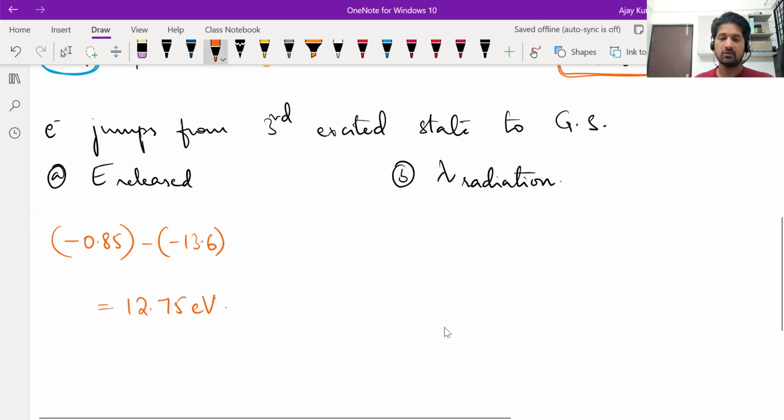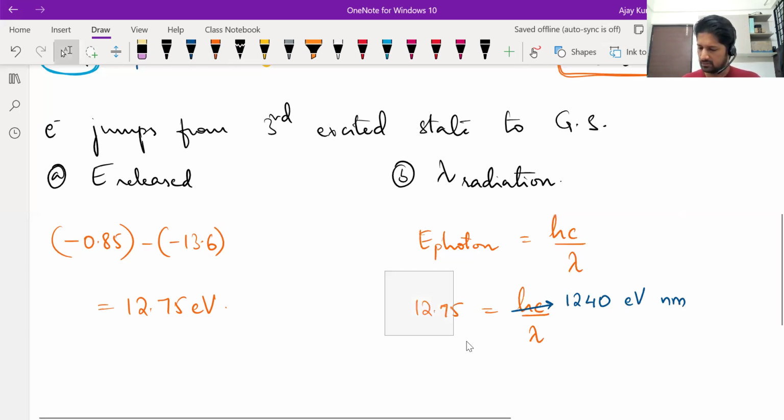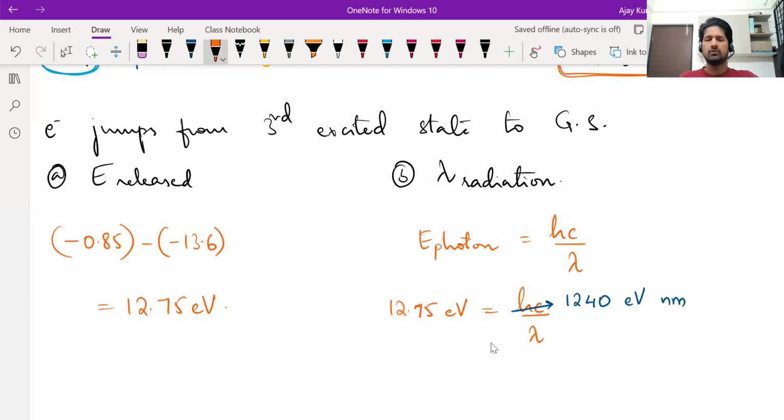Now how do you find out the wavelength of radiation? This energy that is released will become the energy of a photon, and we have a formula for the energy of a photon, hc by lambda. So you can write 12.75 electron volts is equal to hc by lambda. And for calculations like this, you better remember the value of hc. It is 1240 electron volt nanometer. Now energy 12.75 is in electron volts itself. I'll write the unit also. Equal to 1240 electron volt nanometer.